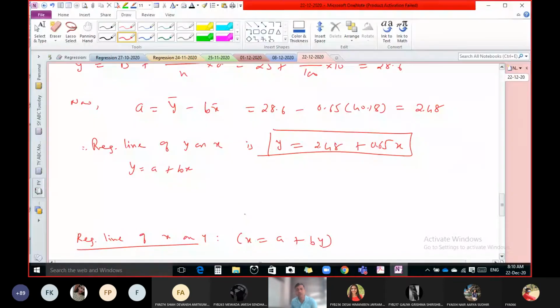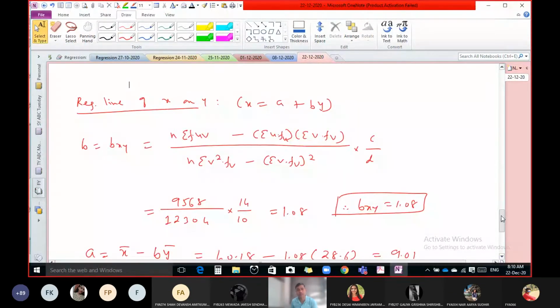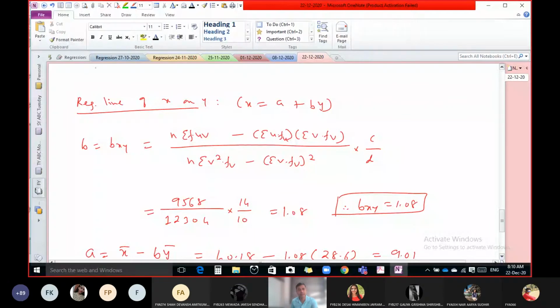Now we require to calculate regression line of x on y. Now see how to calculate x on y. The form is x equal to A plus by. Okay, now first of all let us calculate b, that is here bxy. So you use the same formula, but here instead of variable u, you have to use variable v, and instead of d by c, you have to multiply by c by d.